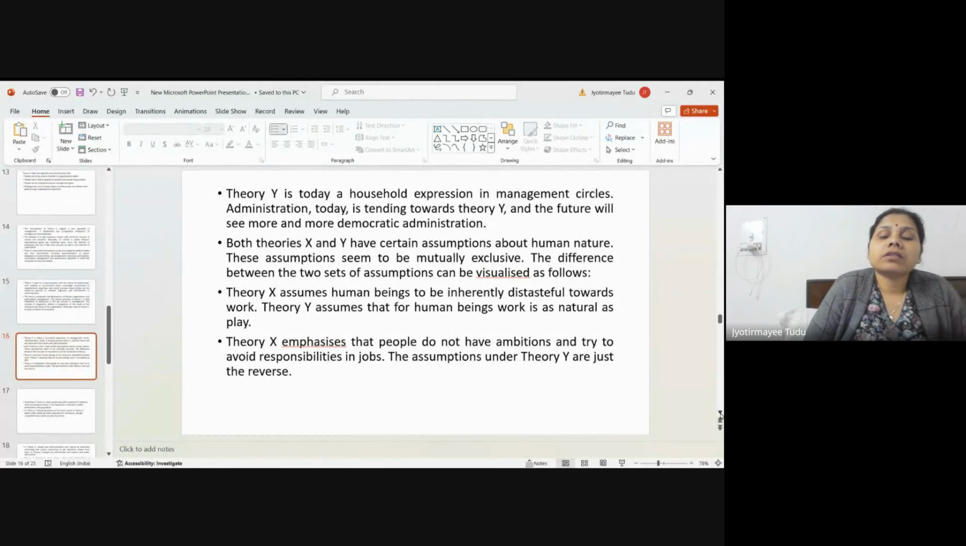And so far as theory Y is concerned, it is the reverse: human beings are likely to have more ambitions, and of course they need to take responsibilities, particularly in the organizational setting. Particularly the younger generation entering the organization definitely want more work so that they would be able to show their best before the organization. And if they could be a very critical agent in meeting the objectives of the organization, automatically it may enhance their position in the concerned organization.